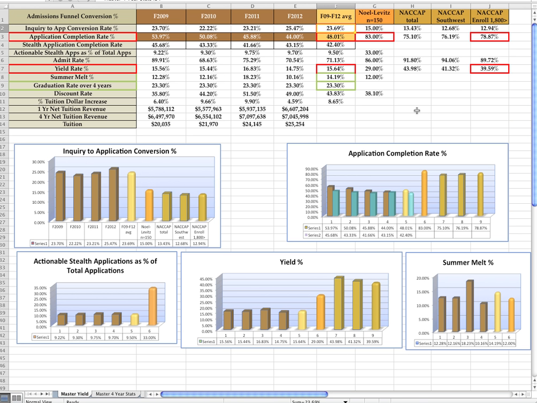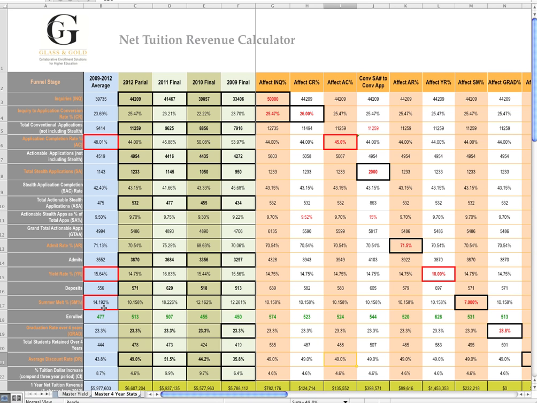Here we go. Here are our percentages again for all the years. Institutional peer average for yield is about 40%. This is looking at the National Association of Christian College Admissions personnel numbers for schools that enroll over 1,800. So again, we're at about 14, 15%, so quite a bit lower.